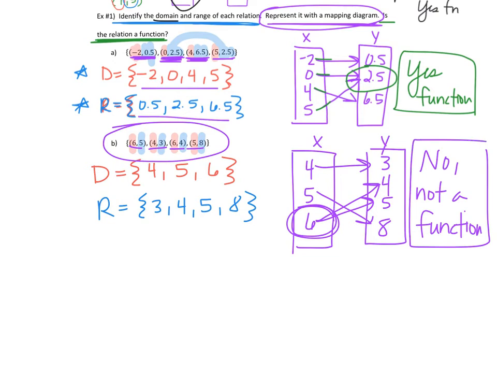Okay, you cannot have two x values, or one x value with multiple y values. Wouldn't work. Okay, so that's mapping diagrams.